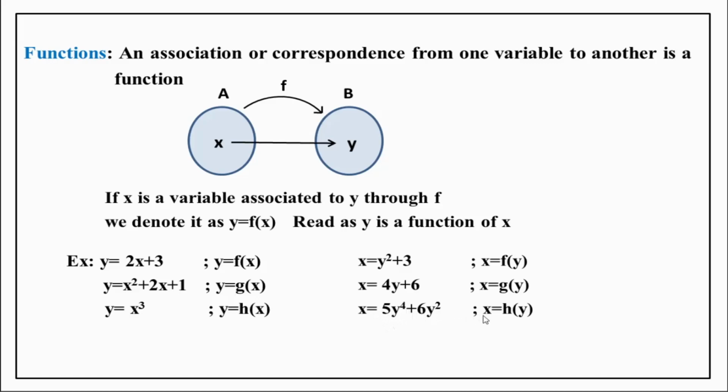So we denote that as x equal to h of y. Now I'll take a few more examples. Here we have variables u and v, and they are related to each other like this. So u is expressed completely in terms of v. So we say u is a function of v.